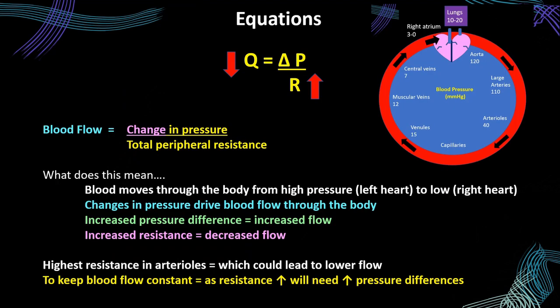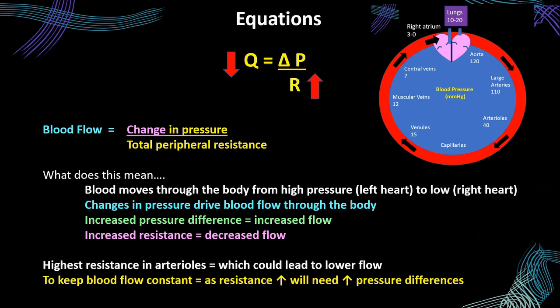We can express this flow in an equation of the change in pressure divided by the resistance. And keep in mind that total peripheral resistance, TPR, is the same thing as SVR, systemic vascular resistance. So what does this mean? It means that the blood moves through the body from the high pressure generated from the left heart and moves its way all the way back to the lower pressure of the right side. Changes in pressure drive the blood flow through the body.